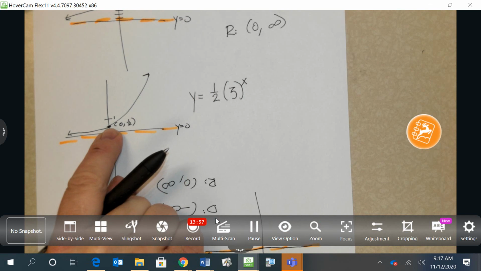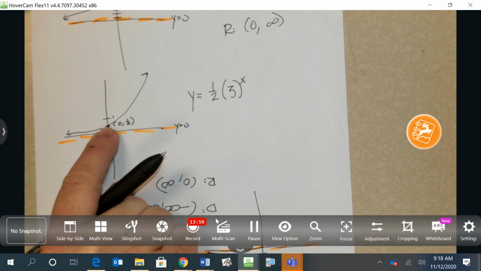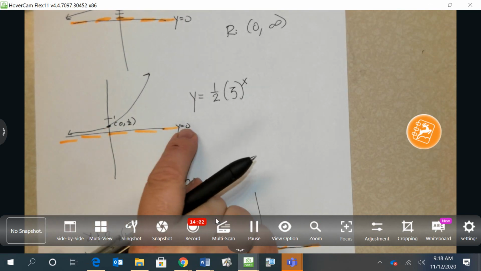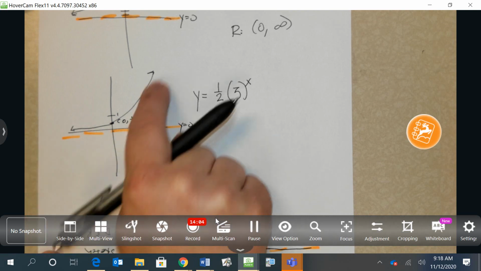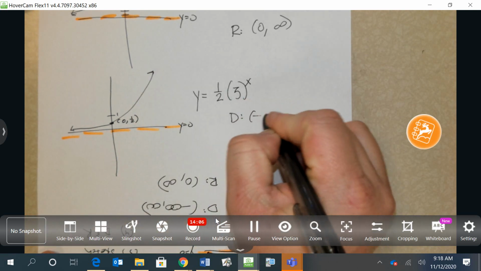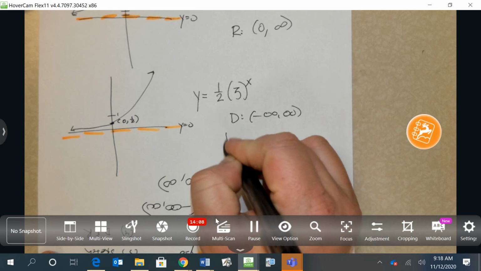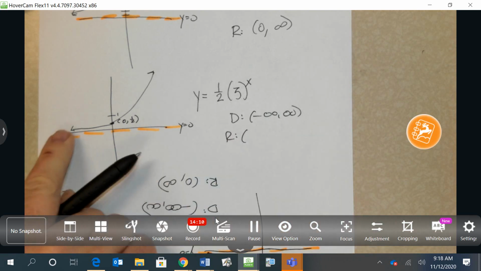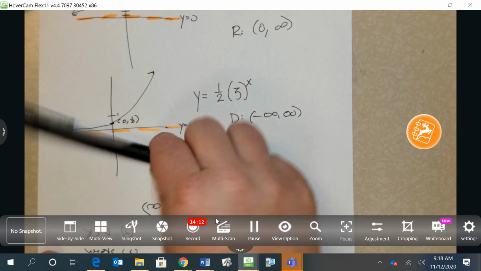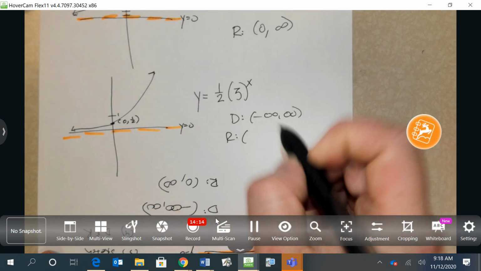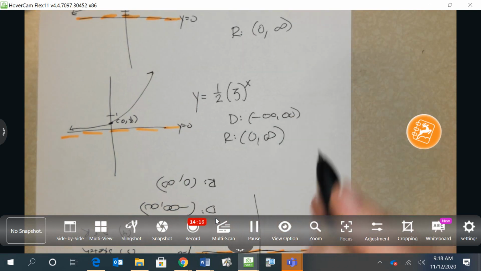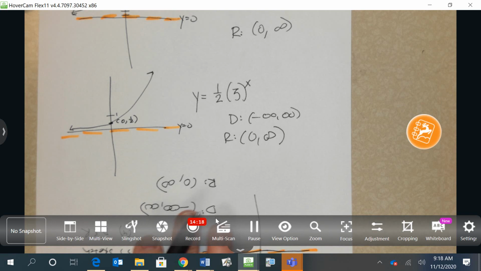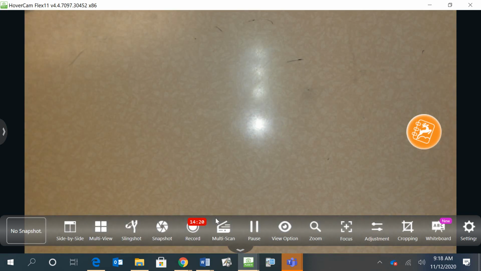I've identified the y-intercept. I've identified the equation of the asymptote. I've sketched the graph, the domain, no limits, continues from left to right. The range comes here, and again, it's above that, so it's 0 to infinity. Okay, hopefully you're feeling pretty good about that. We're going to go on to the next problem.